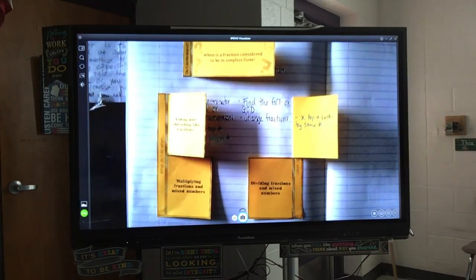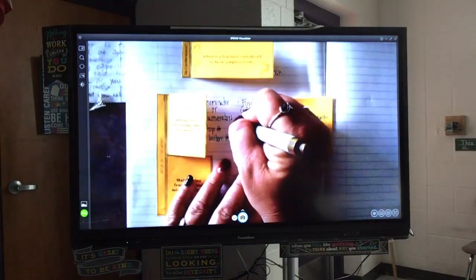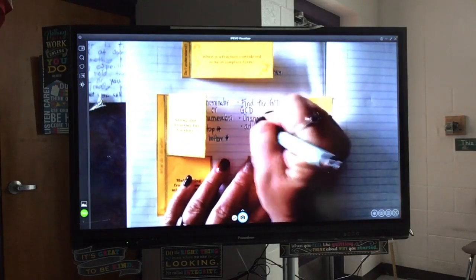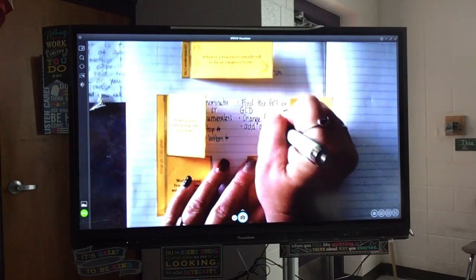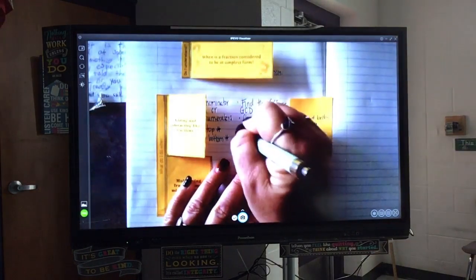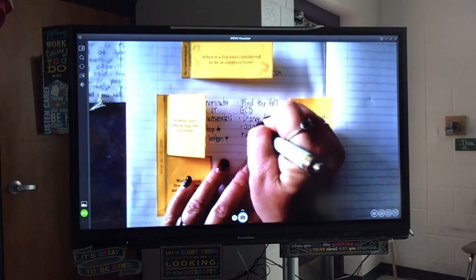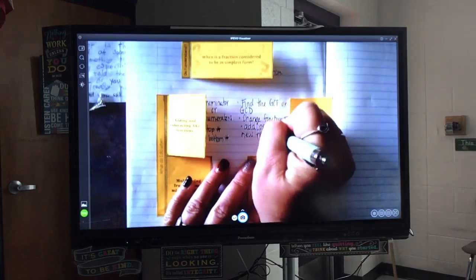Cooper? Subtract it. Yeah, so add or subtract new fractions. Okay.